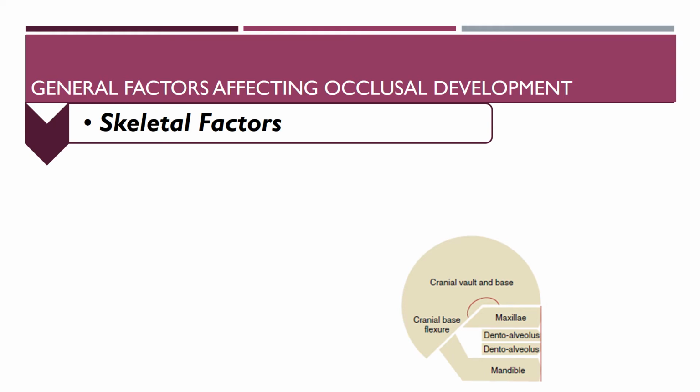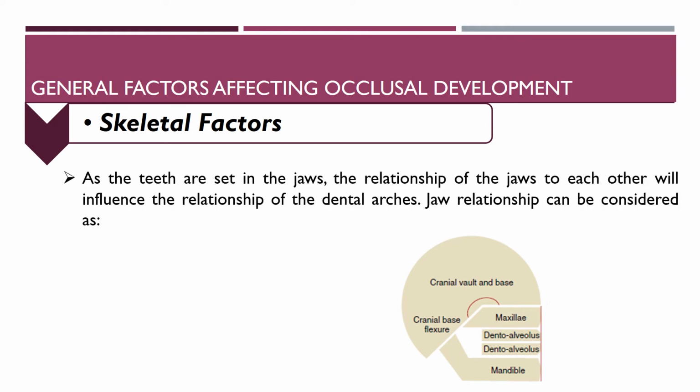As the teeth are set in the jaws, the relationship of the jaws to each other will influence the relationship of the dental arches. As we see here, the head bones, including the cranial base, the maxilla, mandible, and the dentoalveolar bone that the teeth are set on in the upper and lower arches. So jaw relationship can be considered as the following.